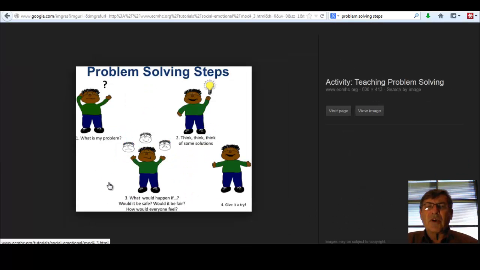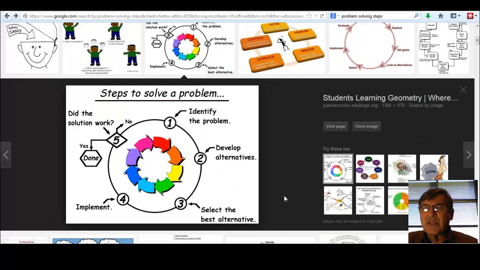Okay, here's another one for younger kids. What is my problem? Think of some solutions. What would happen if? Would it be safe? Would it be fair? How would everyone feel? And then give it a try. Here's another cycle. 1, identify the problem. 2, develop alternatives. Select the best alternative.